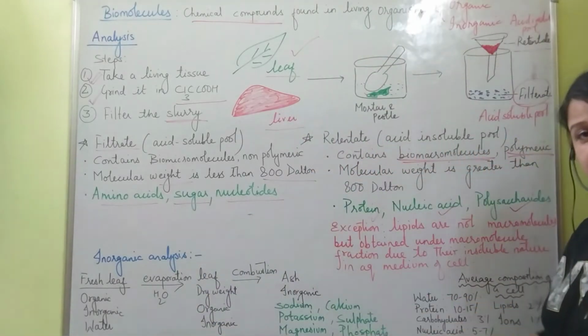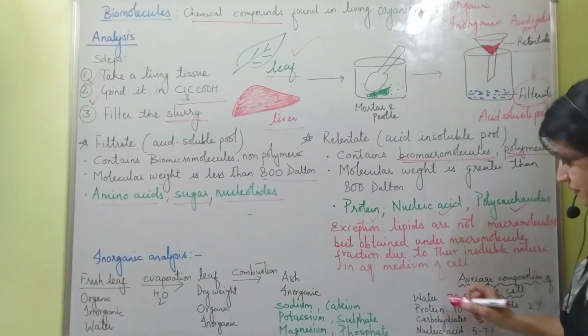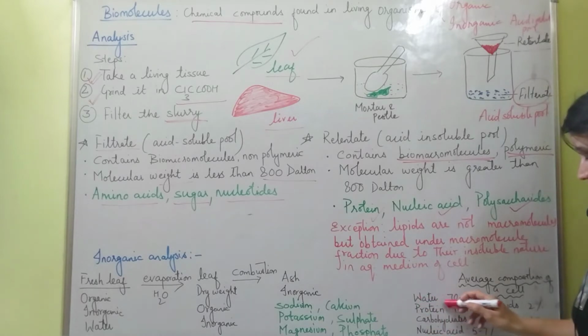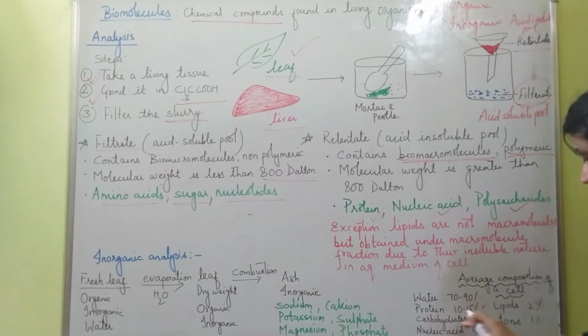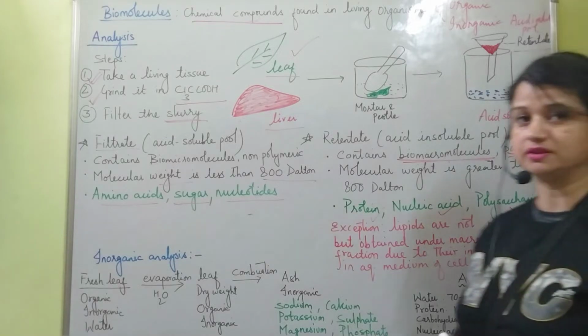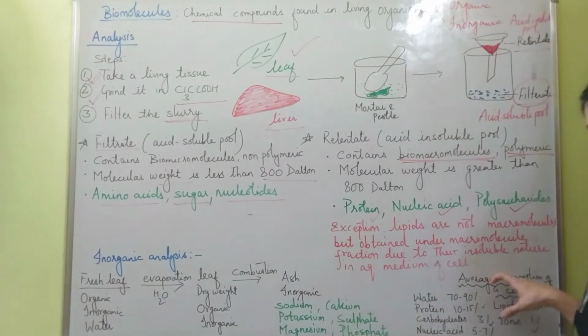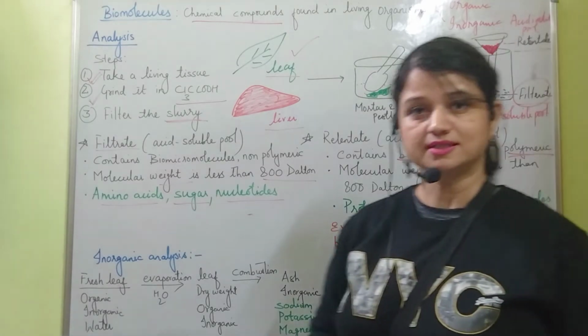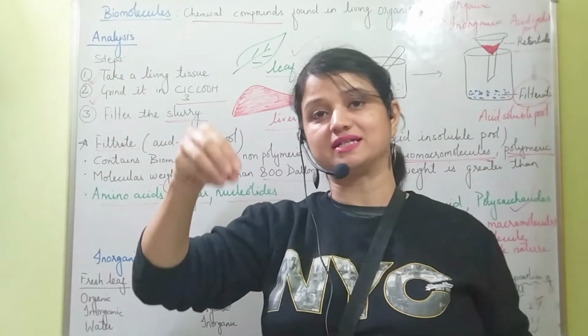Now in your NCERT a table is given where they have given the average composition of a cell. So we will just go through it. In a cell, 70 to 90% is water. Protein is 10 to 15%. Carbohydrate 3%. Nucleic acid 5 to 7%. Lipids 2% and ions 1%. So you have to go through this table and remember the average composition of the substances in a cell. So this was how to analyze the substances present in a living cell.